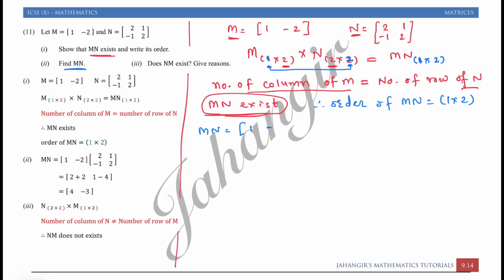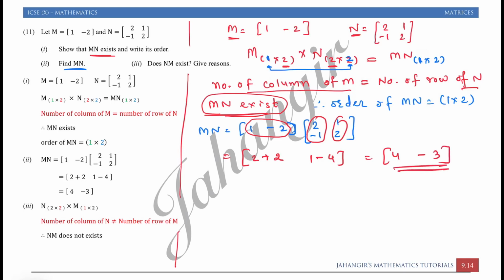M is [1, -2] and N is [[2, -1], [1, 2]]. First row, first column: 1 times 2 is 2, minus times minus is plus 2. Now we don't have a second row, so we multiply first row, second column. 1 times 1 is 1 and minus 2 into 2 is minus 4. So the answer is [4, -3]. We got the product of the matrices.